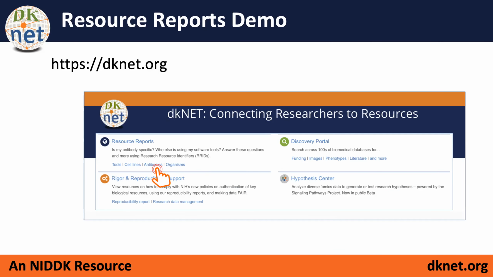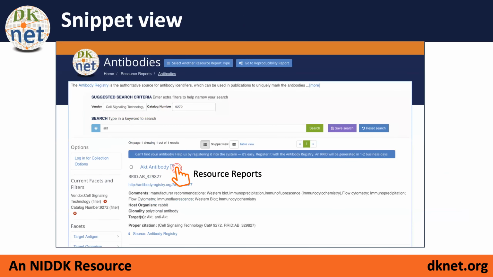Again, when you look at the resource reports, right now we have 4 different types of resources that we provide these reports on, which are tools, cell lines, antibodies, and organisms. We will be adding some additional resources in the near future as we build this out over the project period.